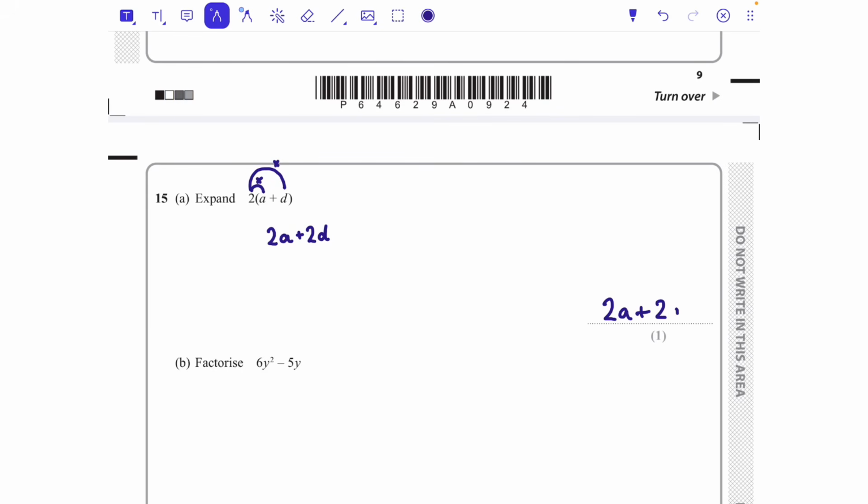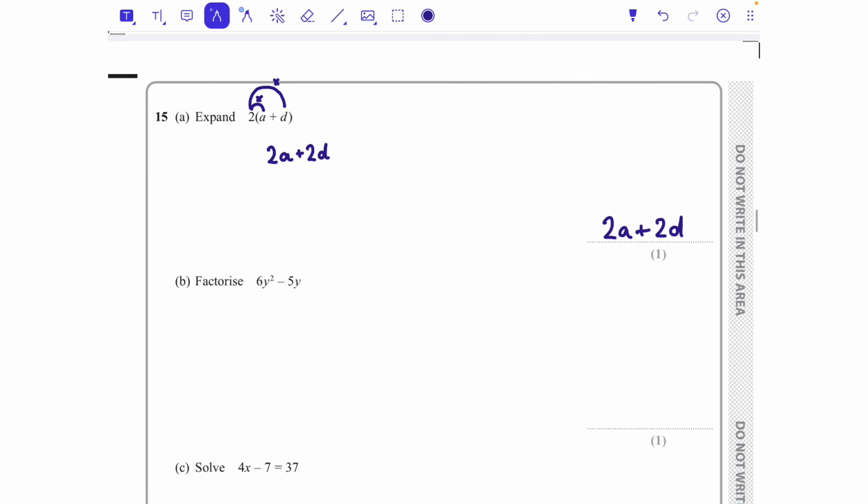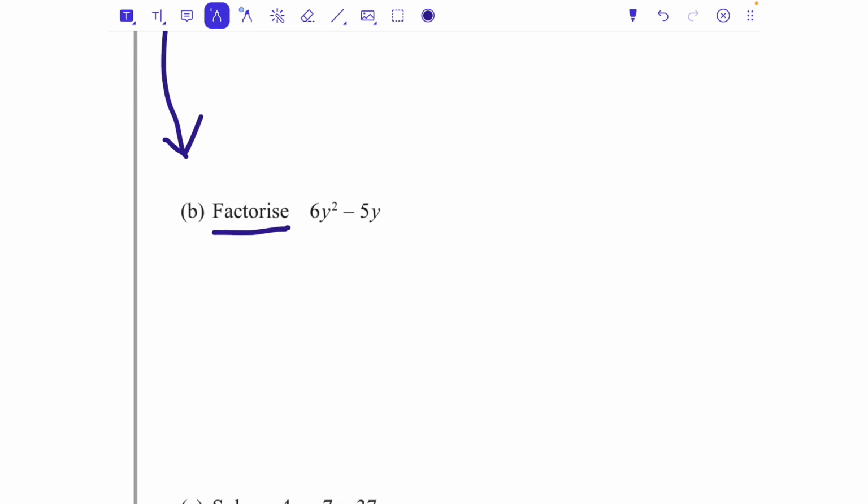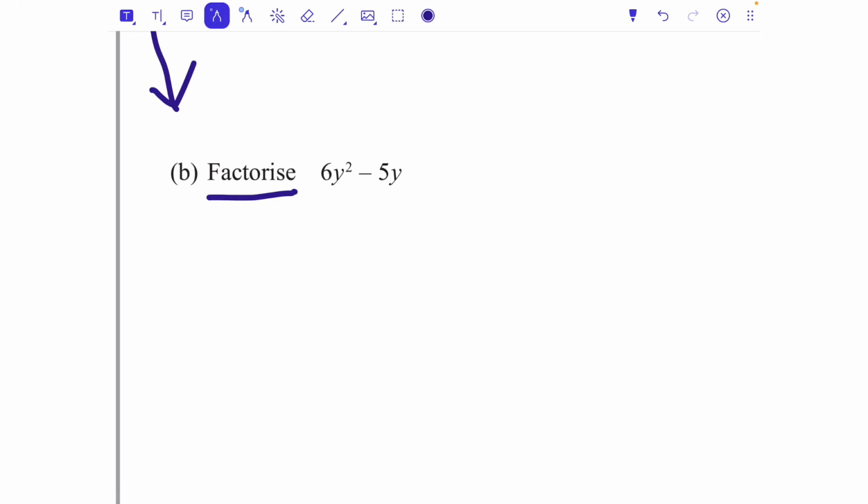2a add 2d. Then we've got to factorise. Now factorise is the opposite of expanding. These two are the opposite of each other. So factorise means putting back into brackets. So with this expression, we need to think, what have they got in common? What can go outside the bracket?